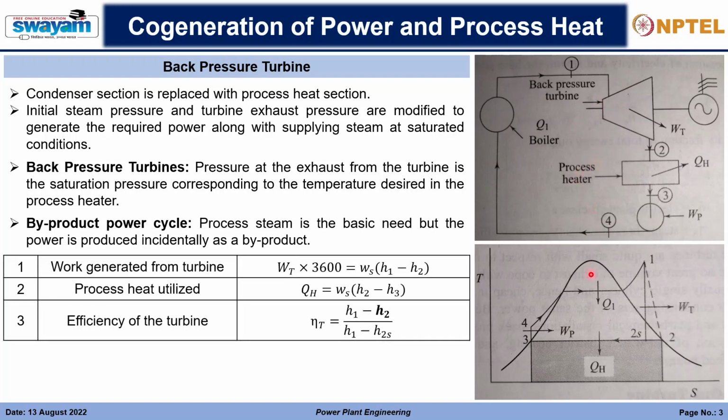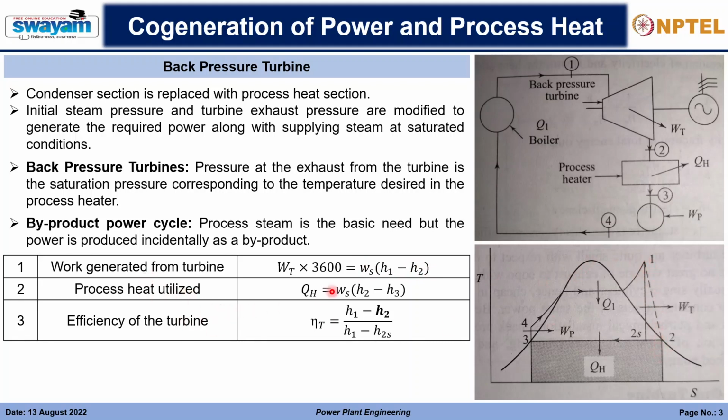Now looking from the TS diagram, we will agree that the work generated from the turbine, that is from 1 to 2, will be WT equals WS, where WS is the rate of flow of steam through the turbine, into H1 minus H2, the enthalpy difference between the inlet and the exit of the turbine.